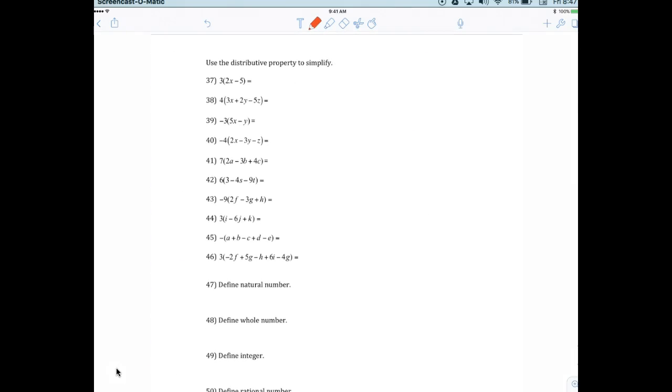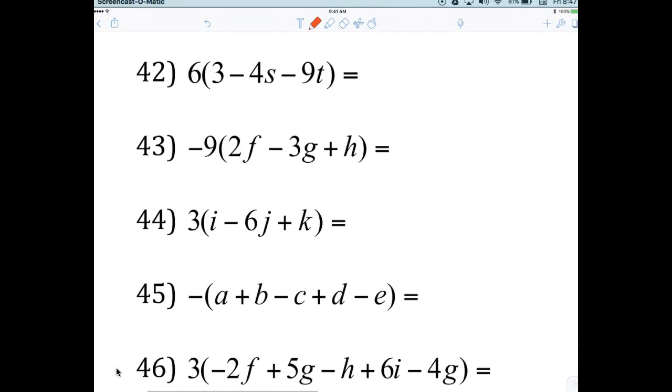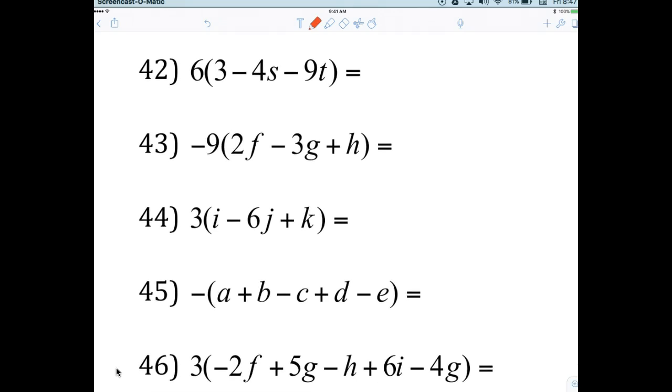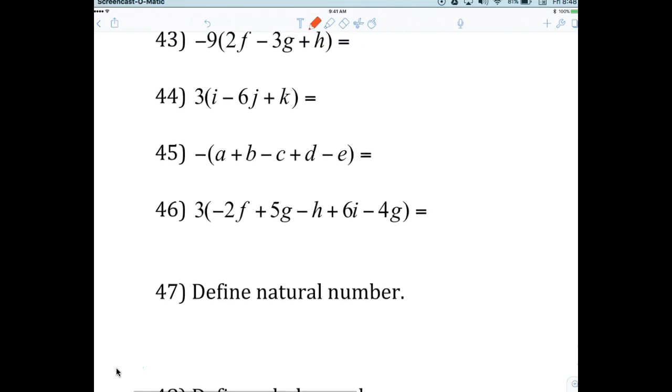All right. Now again, I don't think I want to waste time using the distributive property. You guys can knock that out easily. The only one I would caution you against is maybe 43. Let's look at 43. Someone tell me the answer to 43. Maggie, go. Just read it. Negative 18f plus 27. Beautiful. And Maxine, 45. Negative a minus b plus c minus. That's how simple. Everybody knows the distributive property. So knock those out on your own.